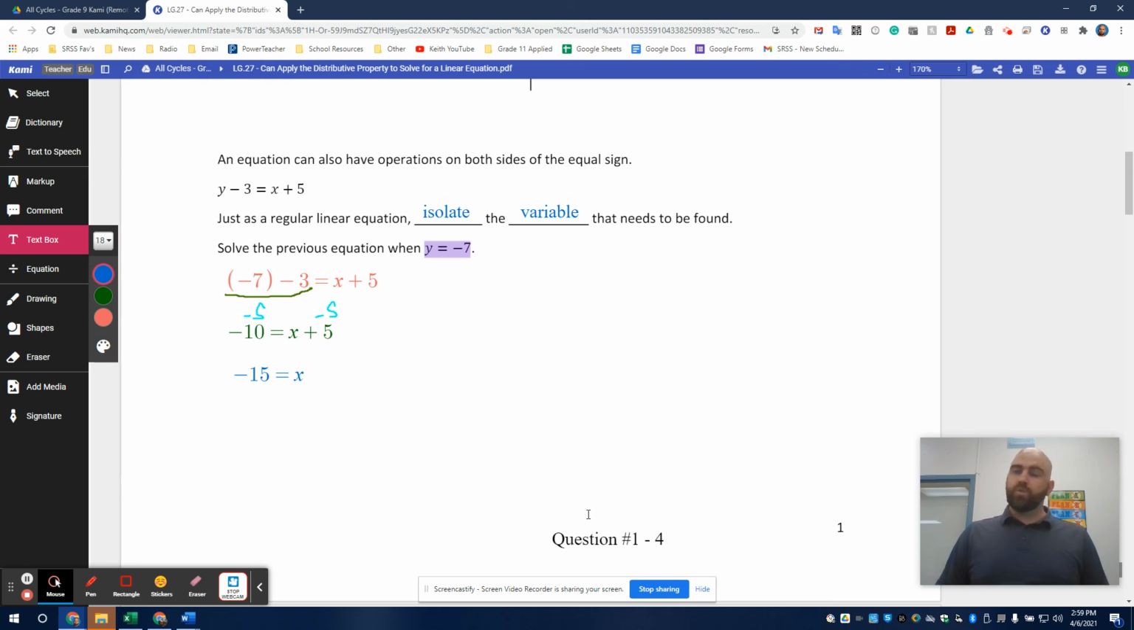I'd like you to work on questions 1 through 4. It's about isolating the variables. Sometimes the variables are already isolated. Sometimes we need to go through and isolate them as well.